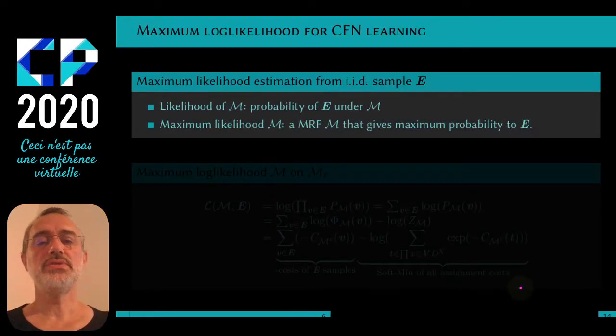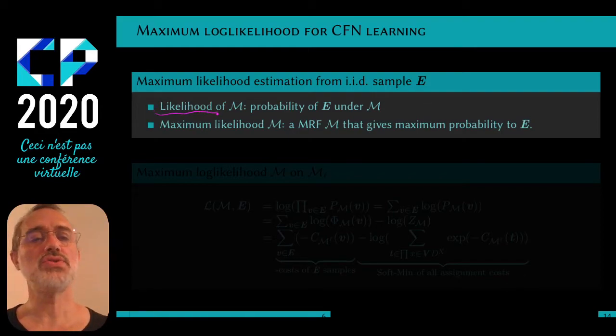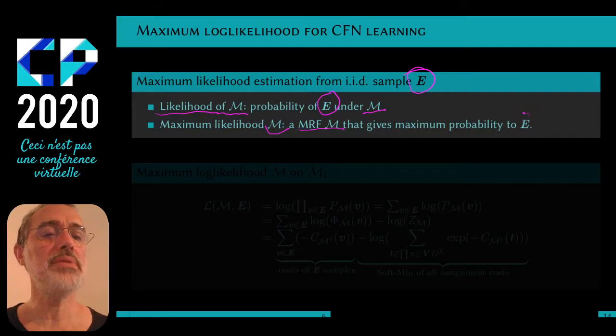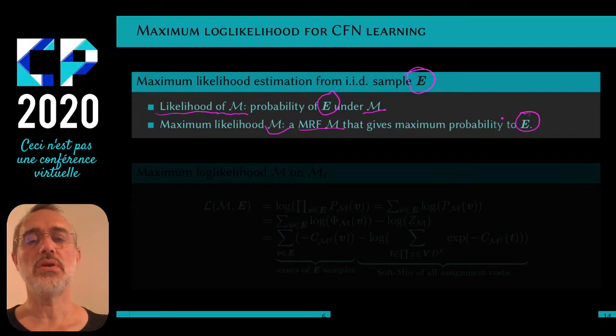And having the probability is useful because from this idea of probability, you can define this notion of likelihood. So assume you have a set of assignment E. You can define the likelihood of a model of an MRF M as the probability of the evidence you observe under this model. And so it's a property of the model, given data. And now you can try to find an MRF that has maximum likelihood for the data you have at hand. Essentially, you're looking for a Markov random field that will give maximum probability to the evidence you observe.